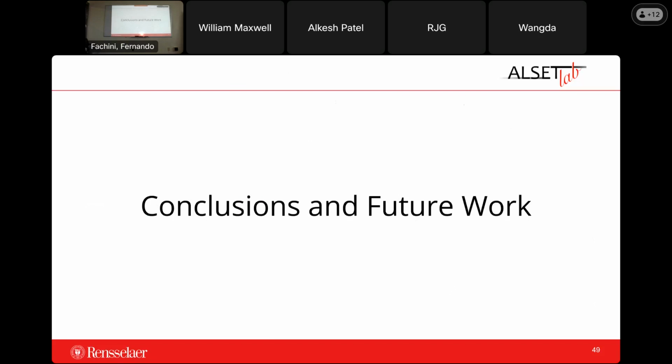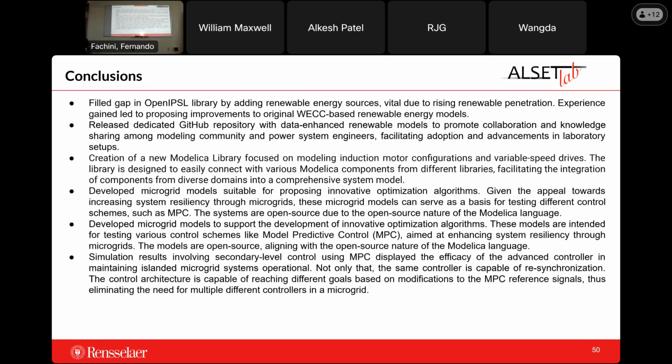So in conclusions and future work, for the conclusions, I was able to fill a gap in the OpenCell library by adding renewable energy sources that are vital due to the rising renewable penetration in our current system. The experience gained by developing these models led to proposing improvements to the original WECC-based renewable energy sources. I've released a dedicated GitHub repository with the data-enhanced renewable models to promote collaboration and knowledge sharing among the modeling community and power system engineers, facilitating the adoption and advancements in laboratory setups.